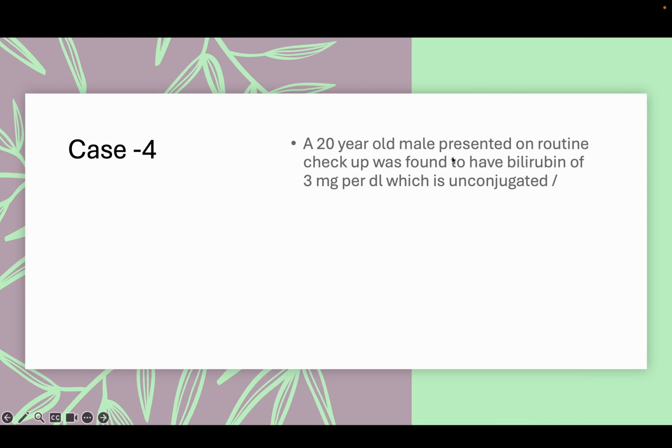A 20-year-old male presents on a routine checkup and was found to have a bilirubin of 3 milligrams per deciliter, which is unconjugated. So this 20-year-old male is not having any symptoms per se, but was found to have unconjugated bilirubin on routine checkup. So how do you interpret this?